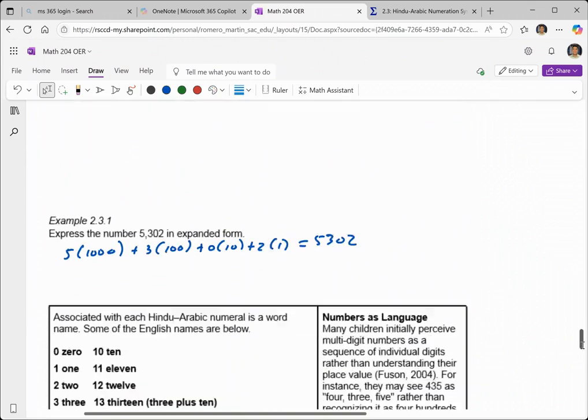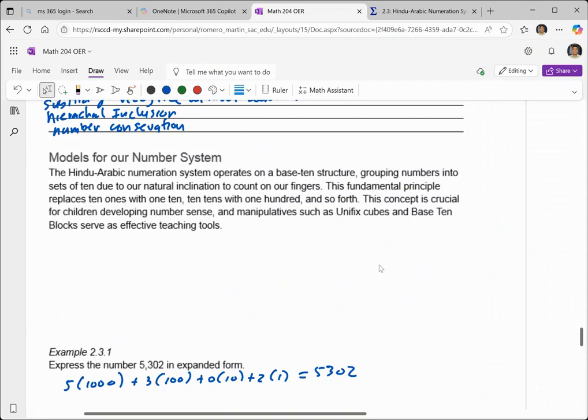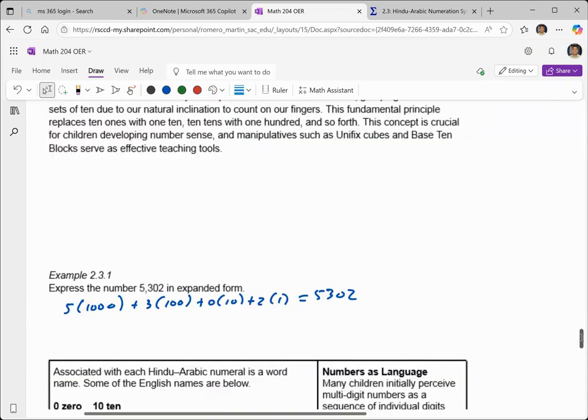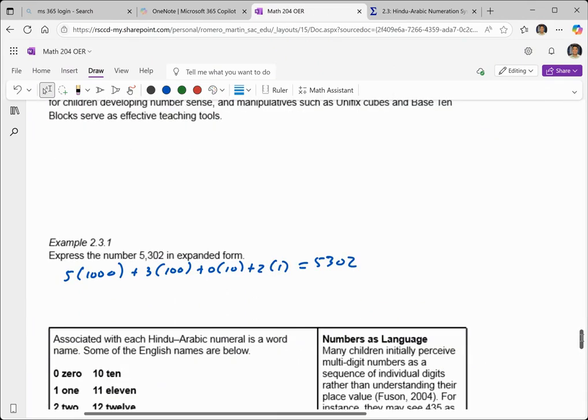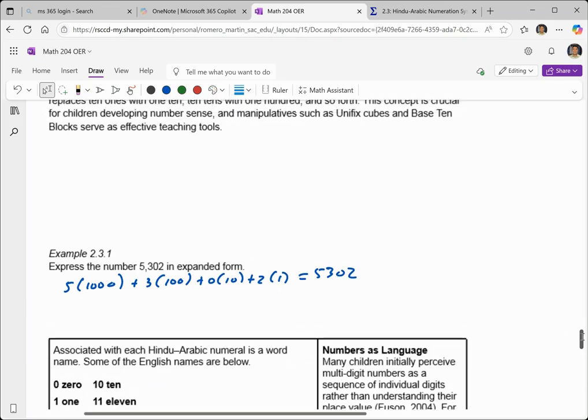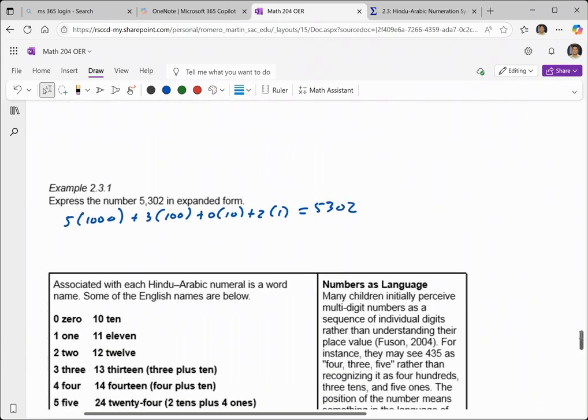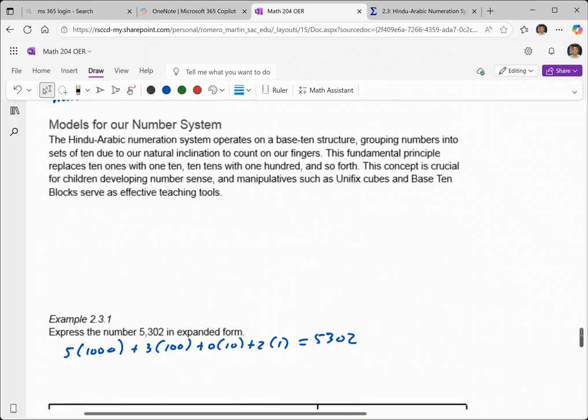We start off with the first example as expanded form, looking at how you express 5,302 in expanded form. It's 5 groups of 1,000, 3 groups of 100, 0 groups of 10, and 2 groups of 1. Back to our place value number system when we think about it.